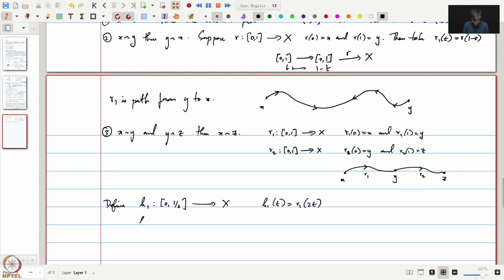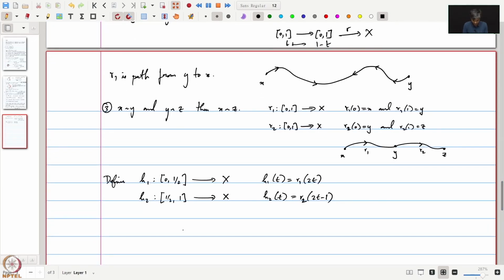Okay, and then we define a map H2 from [1/2, 1] to X by H2(t) = gamma 2(2t - 1). Let's check that h1(1/2) is equal to h2(1/2). So is this equal?